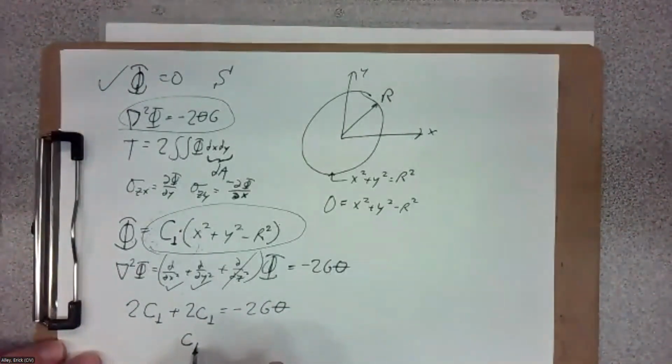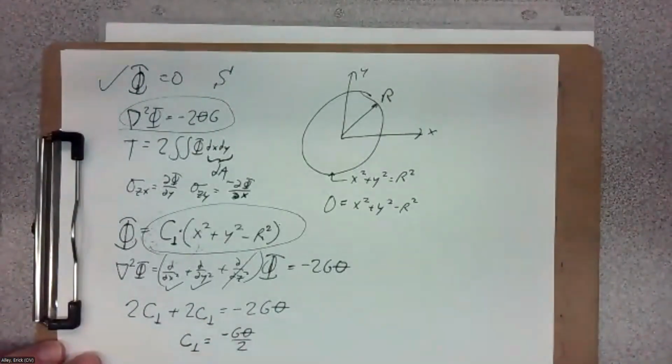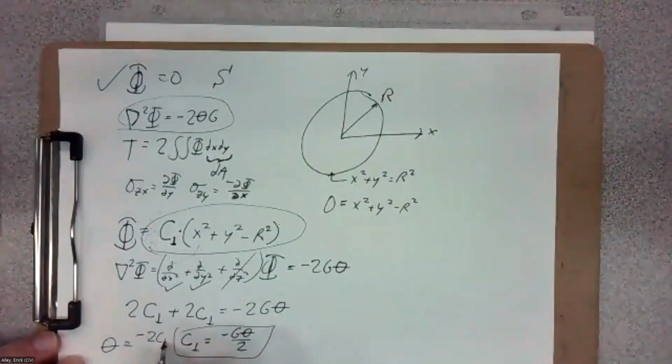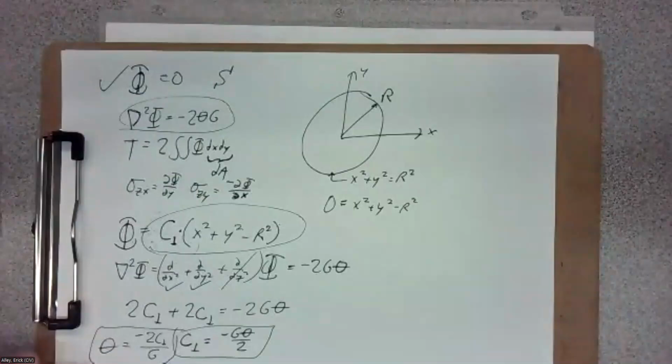So our ratio then is going to be that C1 is going to be minus g theta over 2. Or we could flip that around if we want to say theta: theta is going to be minus 2c1 over g. One or the other. So now we've got a relationship between that constant, which we still need to find, and our twist rate.